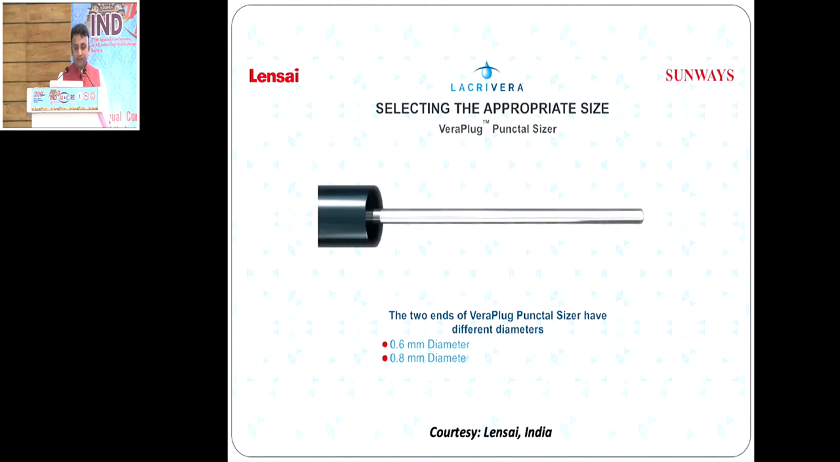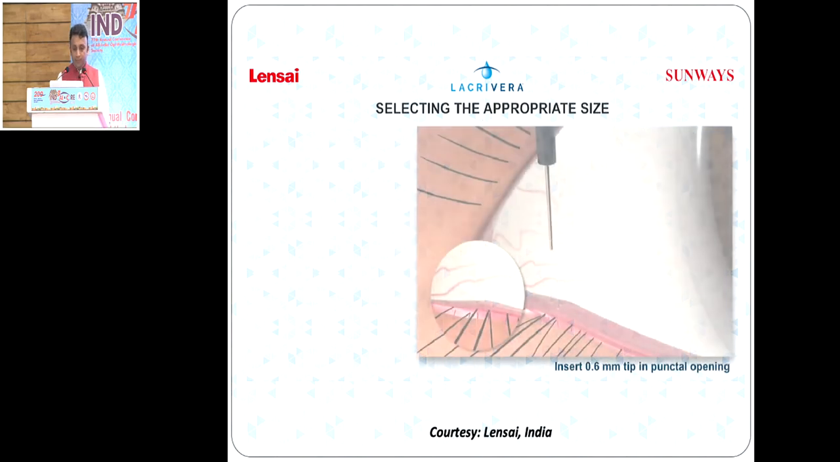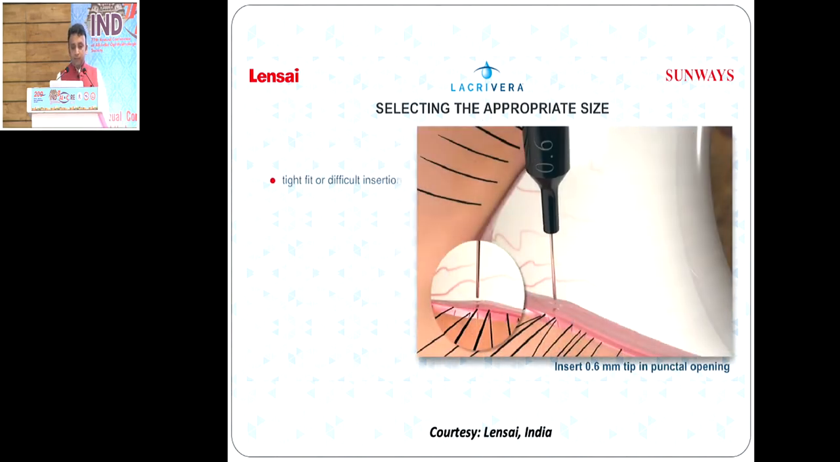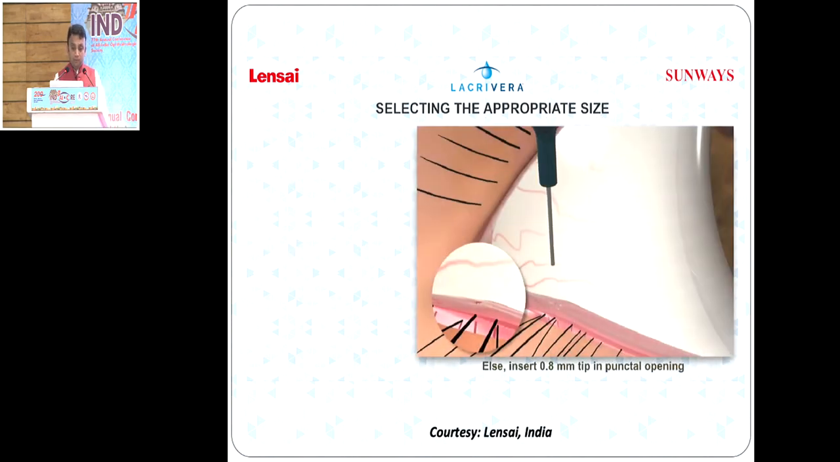So on one side 0.6, on the other side 0.8. For an undilated punctal opening, insert the 0.6 millimeter tip. When 0.6 goes inside, insertion indicates a small opening. And if 0.6 does not go inside, it's very small. The tip can be easily inserted.